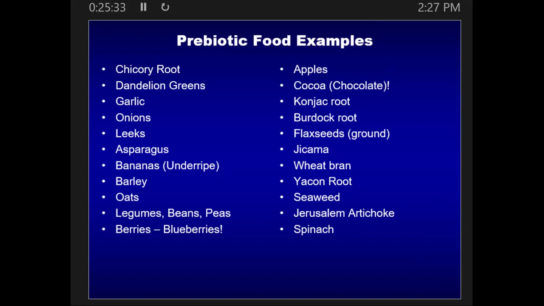Why do you think it says underripe bananas? You know, when bananas are more green than they are yellow and freckly. Have you tasted the difference between a slightly green and a freckly banana? A freckly banana is way sweeter. And so if you eat bananas that are slightly underripe, you get more complex carbs. So that's why we're saying don't eat the freckly ones. Eat the slightly underripe ones for more of the complex carbohydrate.